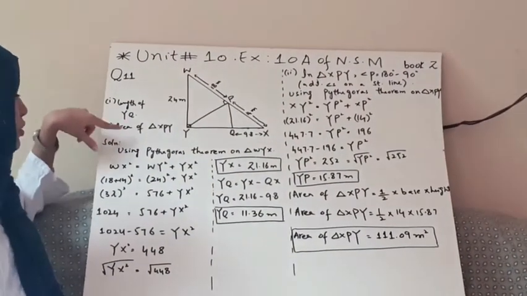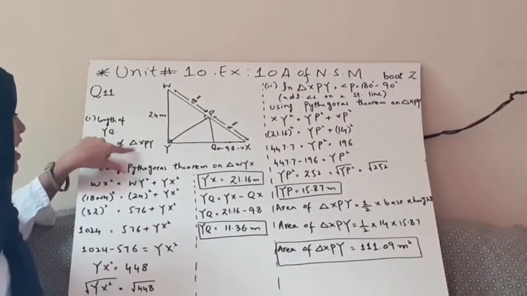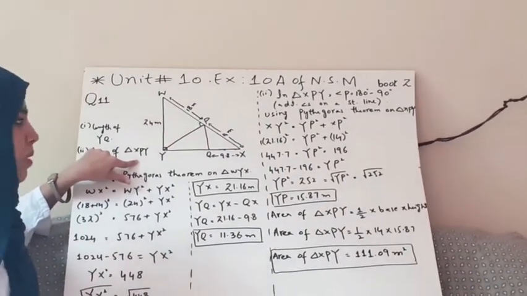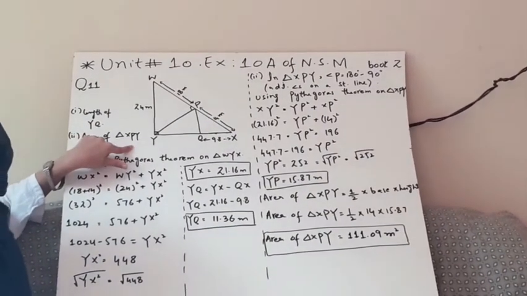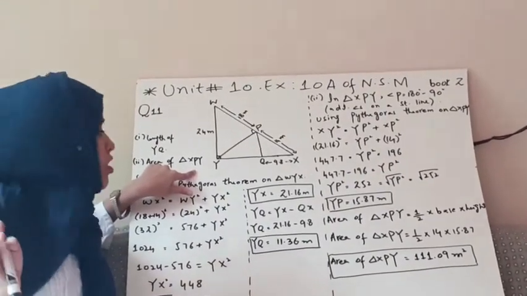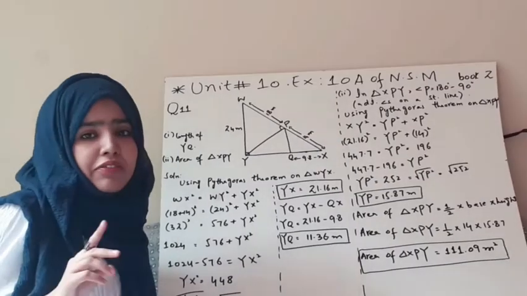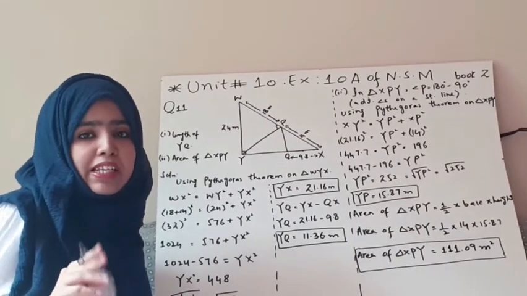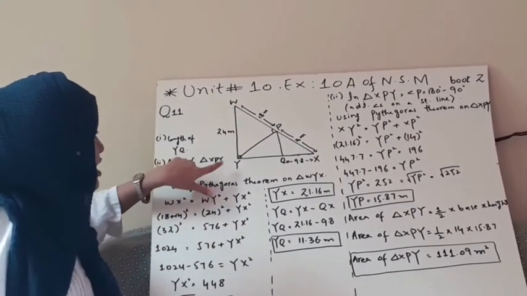Let's move on to the second part of this question, where we have to find the area of triangle XPY. Students, just revise this concept. What is the formula for the area of a triangle? Area of a triangle equals half into base into height. You know this. Now we have to find the area of triangle XPY.